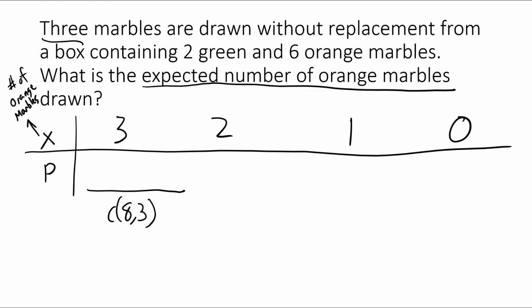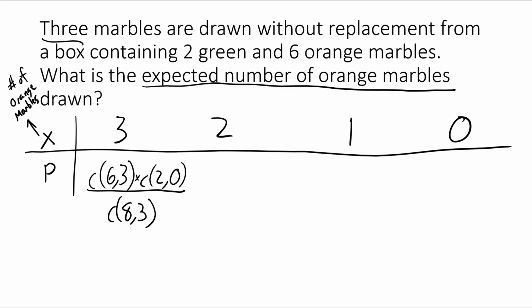Our numerator is, in this case, we want 3 orange marbles. So out of the 6 orange marbles, we want 3 of them. So that's combination 6, 3. And out of the 2 green marbles, we want none of those. So that would be combination 2, 0. Now we could leave that second part off, but you'll see why I'm keeping it on there in just a minute. So that would be the probability that we select 3 orange marbles given this situation.